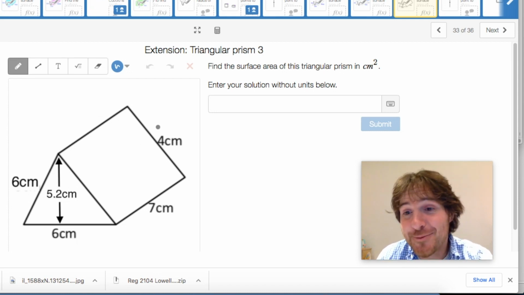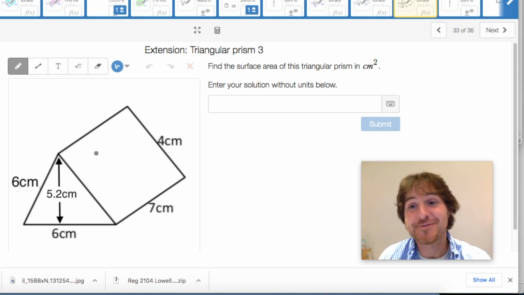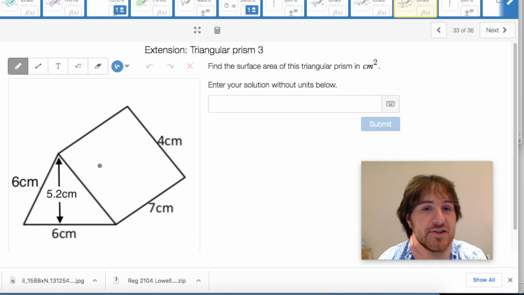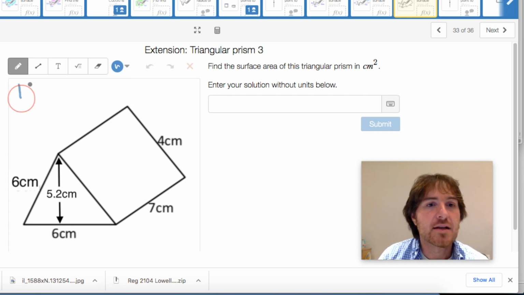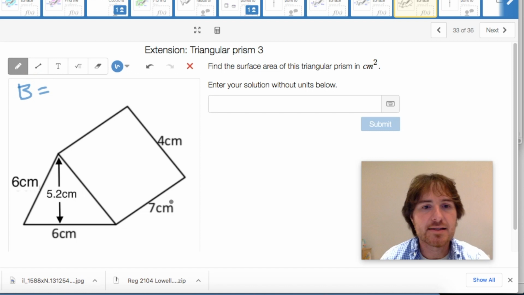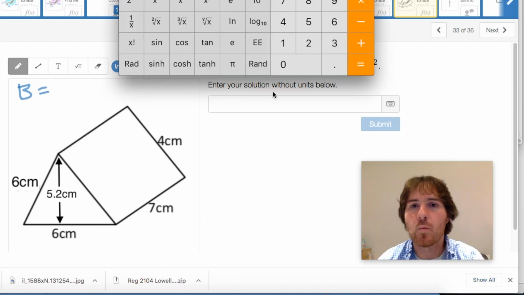Congruent base. So again, it's a triangular prism, okay? Three lateral faces, 5 total faces, 2 bases, and then each side of the base gets a lateral face here. So anyways, 5 total faces. Let's do the base area first. Again, I'm just going to do height times base. That's it. 6 times 5.